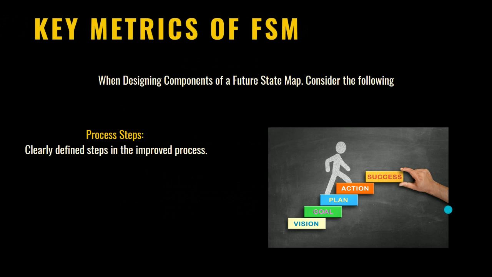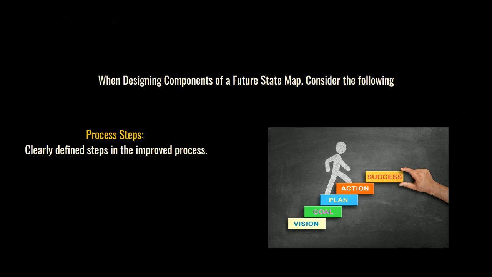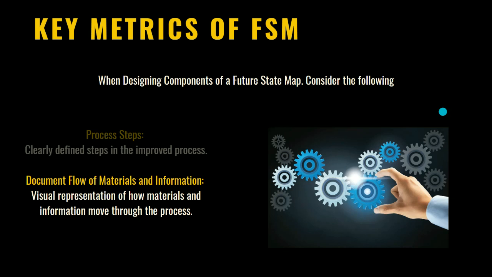Some key metrics that I want you to take into consideration is your process steps. How are you clearly defining those process steps to improve your process? Are the process steps relevant? How are we documenting the flow of materials? Creating that visual representation of how the process and information should move through the flow.